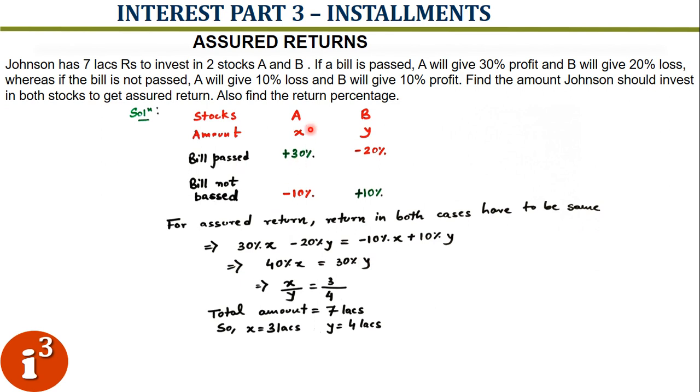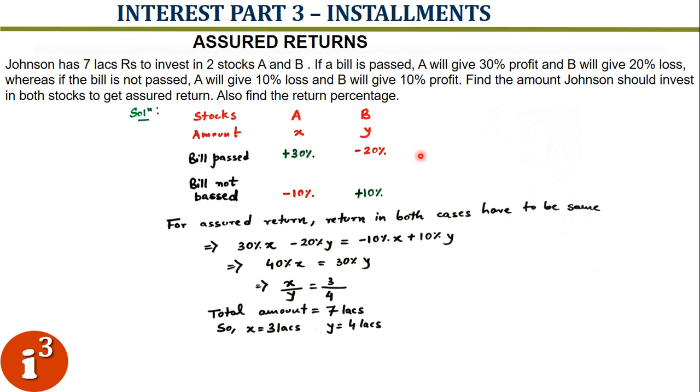So in this case, 30% of x minus 20% of y; in this case, loss, minus 10% of x plus 10% of y. So 30 plus 10 is 40% of x equals 10% of y. So x by y should be 3 by 4. If the amount is invested in this ratio, the return will be the same. Total amount is 7 lakhs. 3 by 4 ratio means Johnson should invest 3 lakhs in stock A and 4 lakhs in stock B to get assured return.